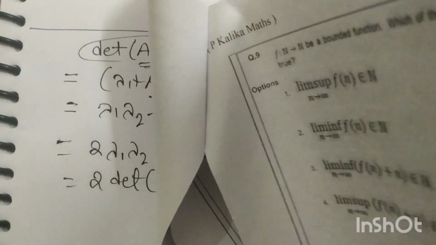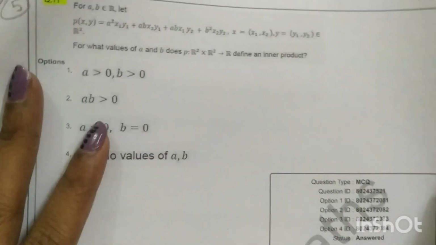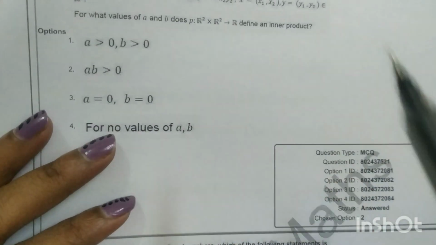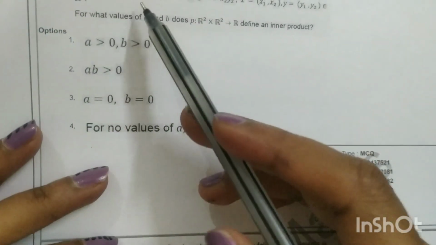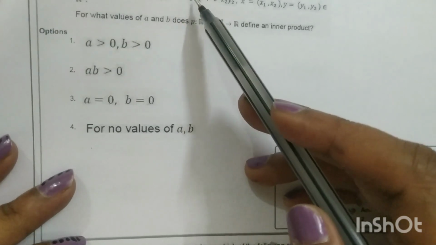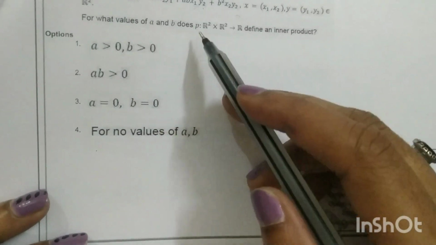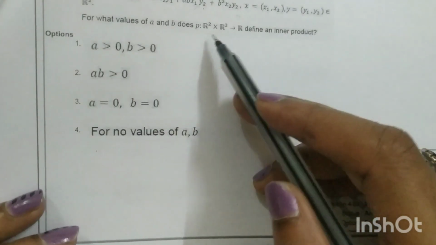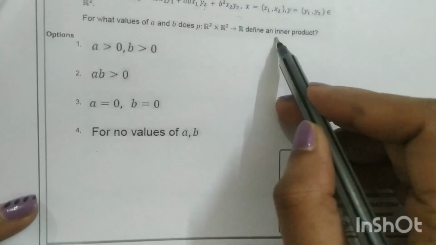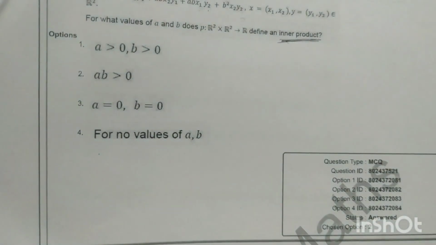Okay, so let us try to solve another question, question number 11. So what is our question? For a, b in R, let p of (x, y) be equal to a^2 x1 y1 plus ab x2 y1 plus ab x1 y2 plus b^2 x2 y2. For what values of a, b is p on R2 cross R2 defined as an inner product? So we have to tell for which values this will be an inner product.